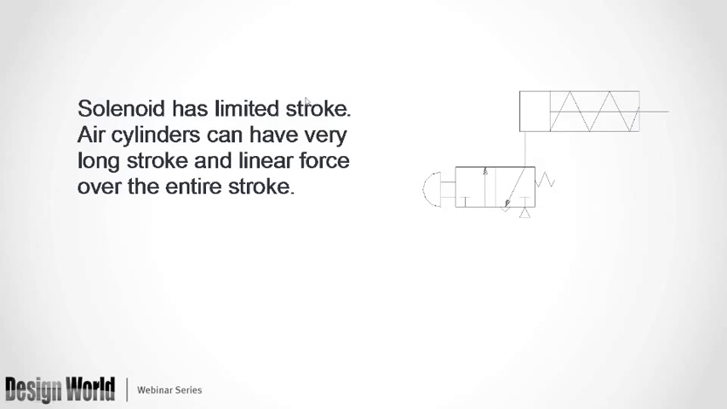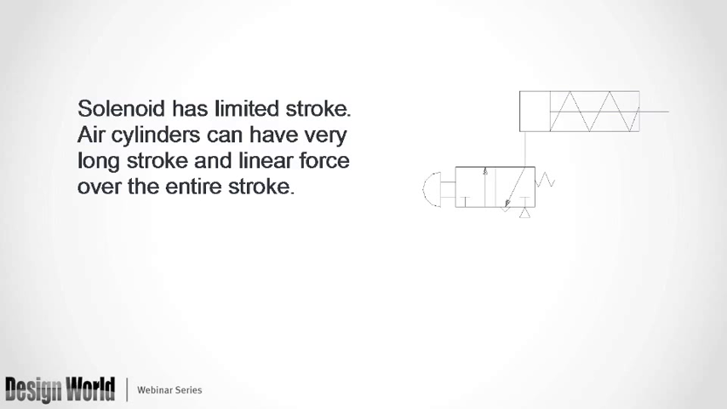Solenoids have limited stroke. Air cylinders can have very long stroke and a linear force through the entire stroke. A solenoid, when you double the distance of the pole, it reduces its pull by 16 times. You have 1/16 the power when you double the distance. And that's why in automation and packaging and stuff, we see so many air cylinders. We need to move something 6 inches or 12 inches or 24 inches. It doesn't matter when we do it like this.